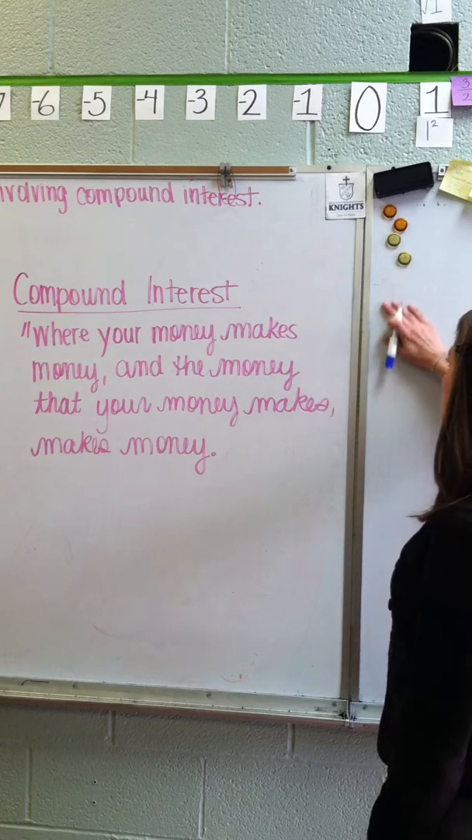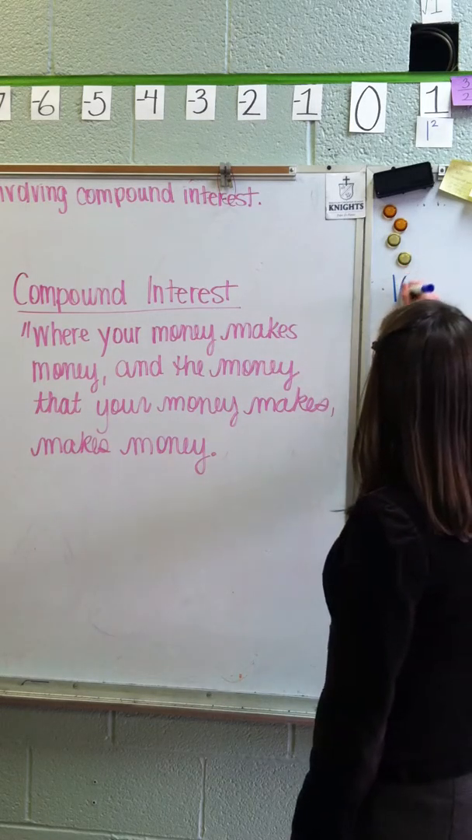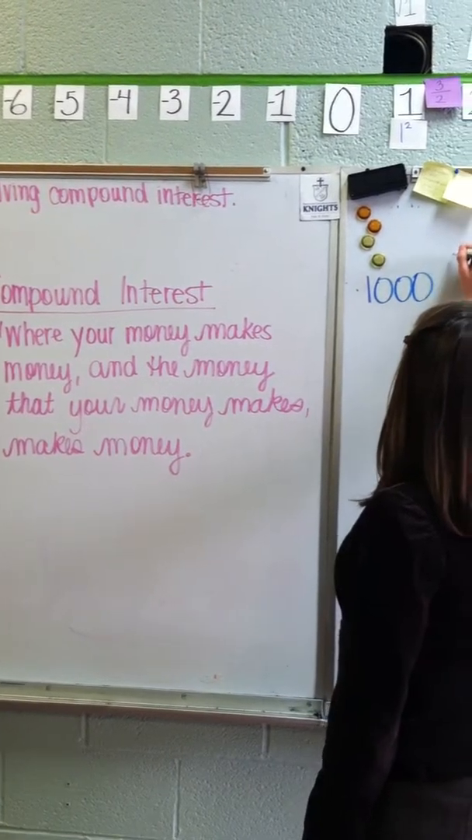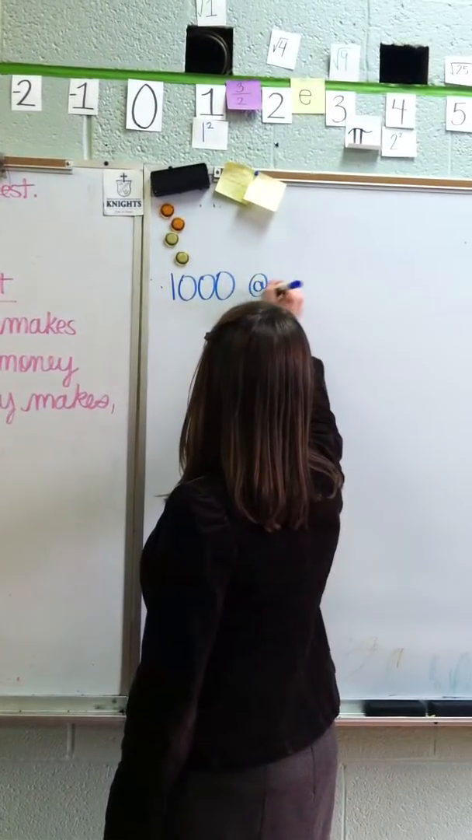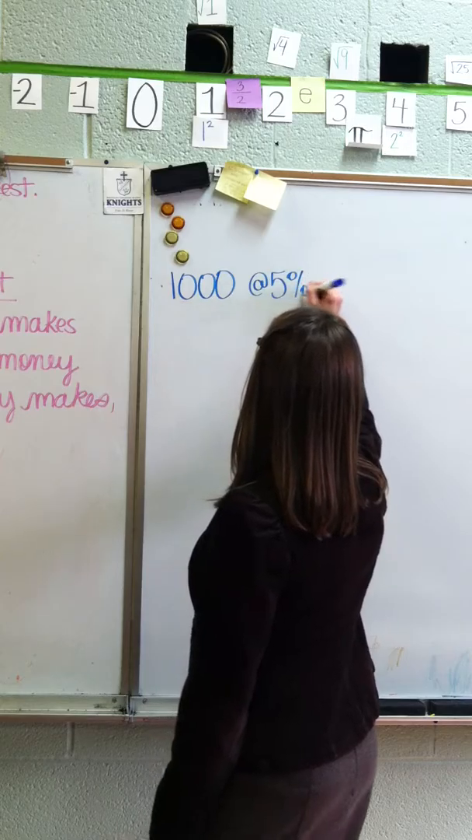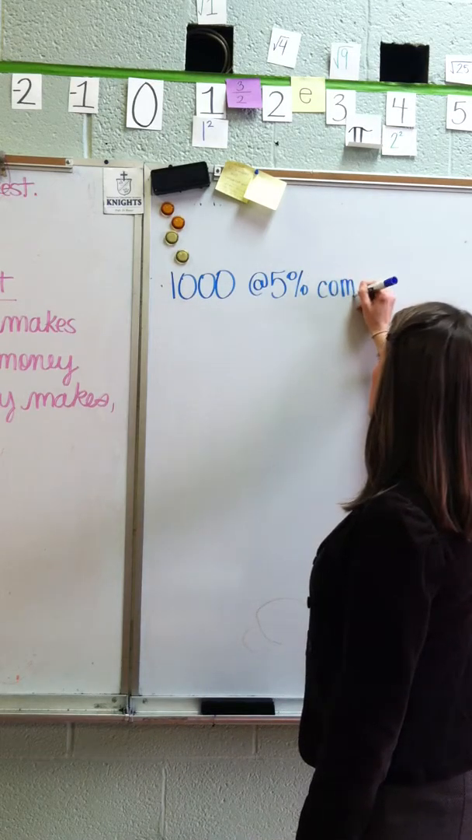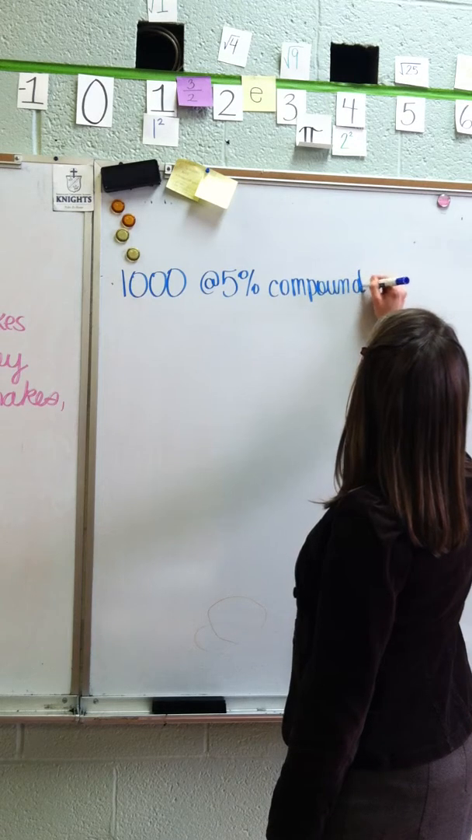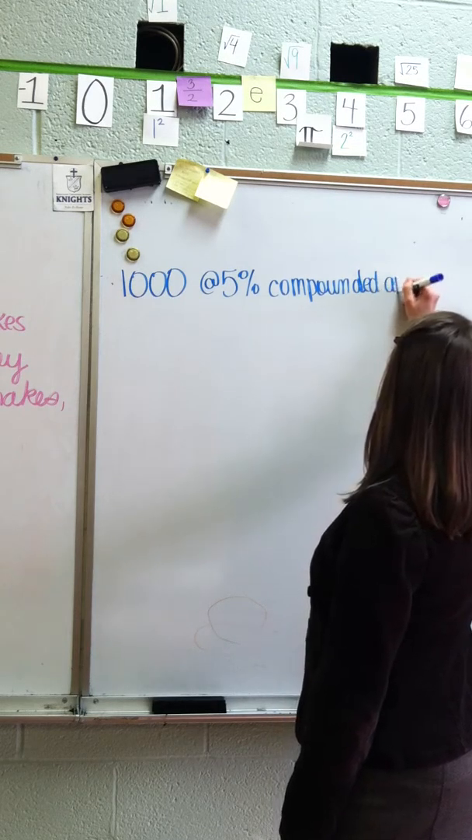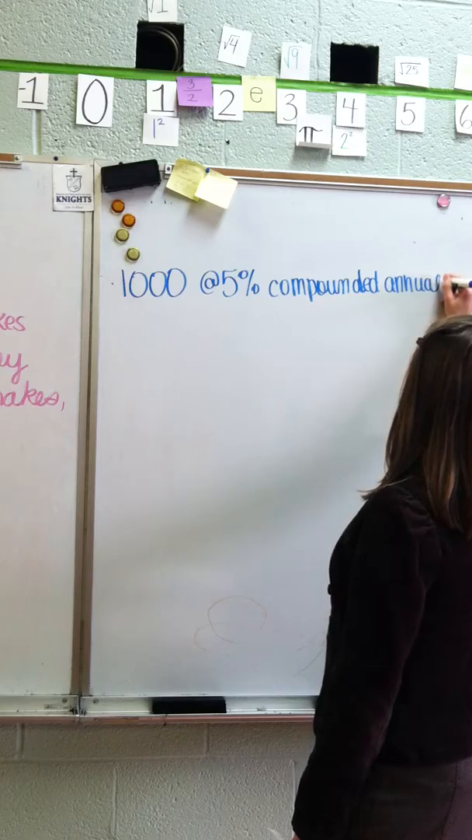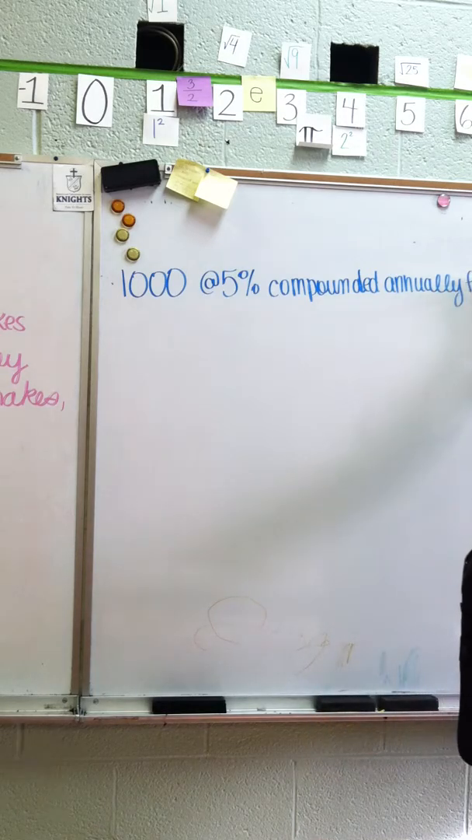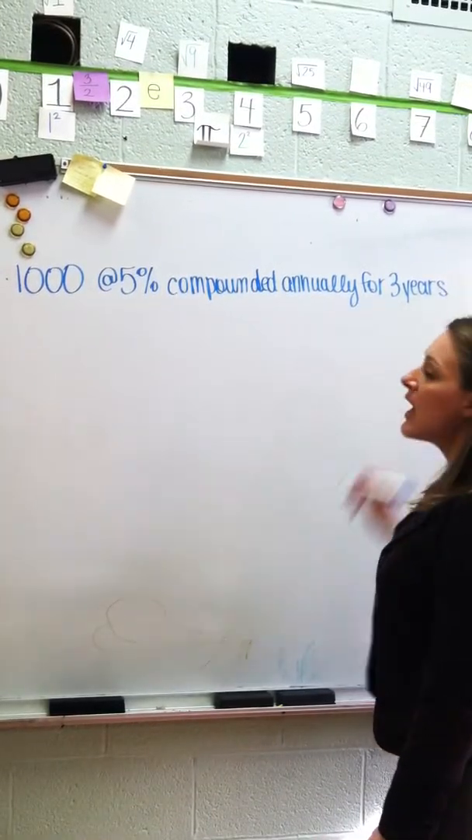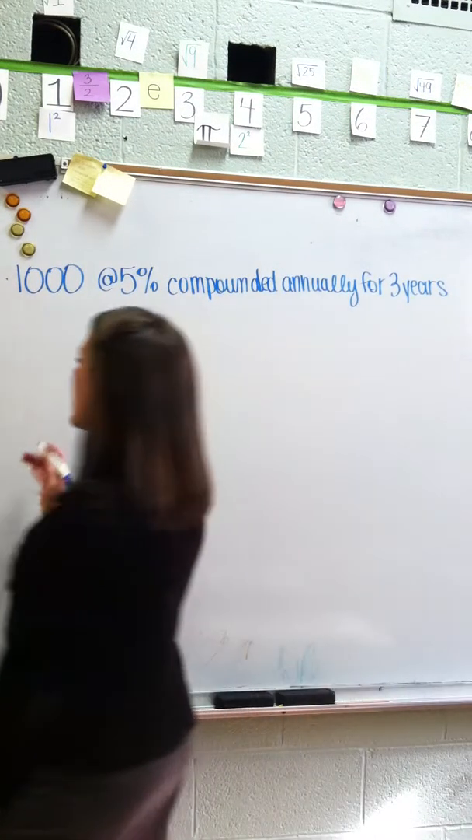So let's take our $1,000 again at 5% compounded annually for 3 years. All right? I'm going to draw a snowball and you'll realize why in a minute.